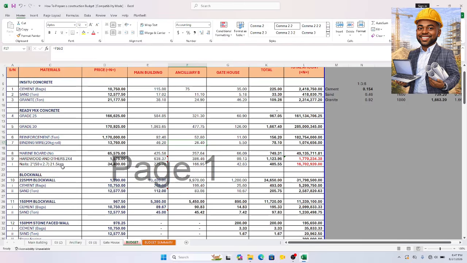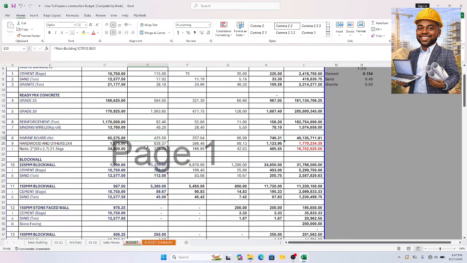Then marine board. Marine board is your formwork. Your marine board is your general formwork, and of course we've done something on it severally. Now, what is the total formwork we have? We have the area of one formwork. A formwork comes in 1.2 times 2.4. The area of one formwork is 2.88.